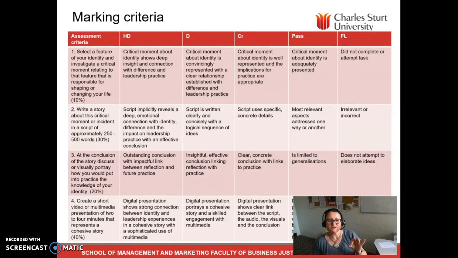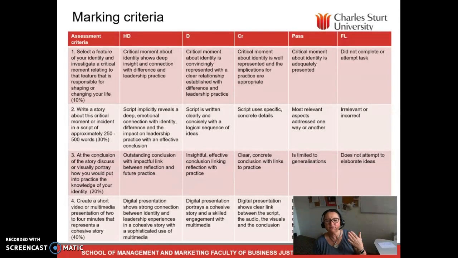The second criteria is write a story about this critical moment or incident. So this is the script you're going to write, and this is worth 30% because storytelling is really important practice of leaders. Okay? So the script implicitly reveals deep emotional connection and identity, difference, and the impact on leadership practice with an effective conclusion. So that's that deep emotional connection. So that's a high distinction. If it's irrelevant or incorrect, it's a fail. Okay? And then it works all the way up.